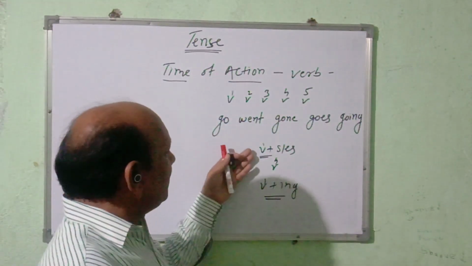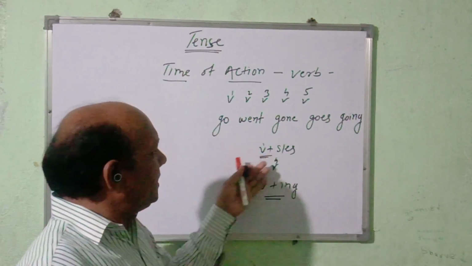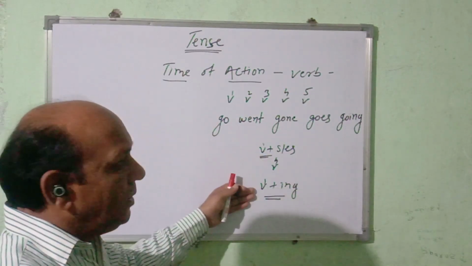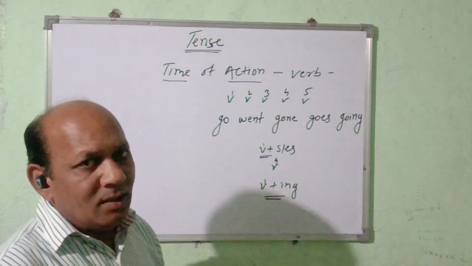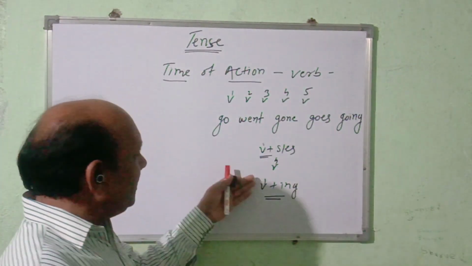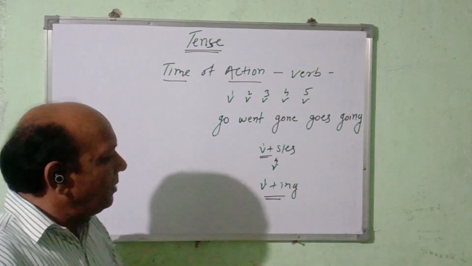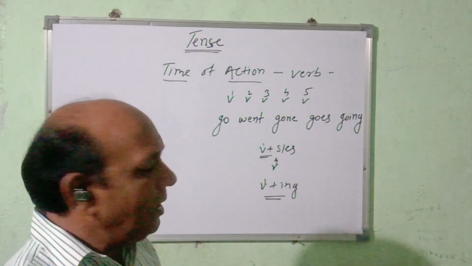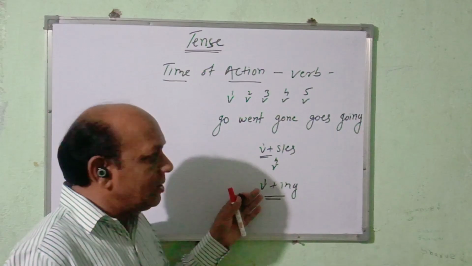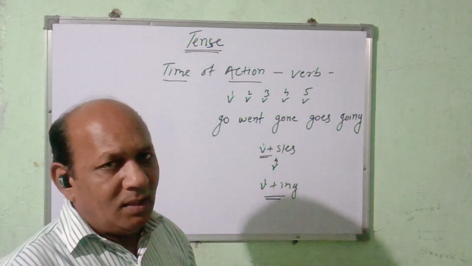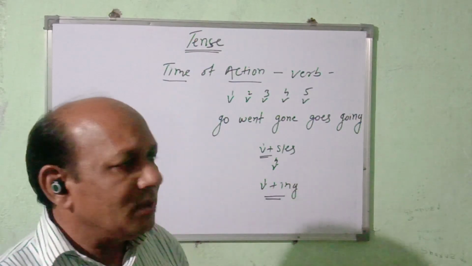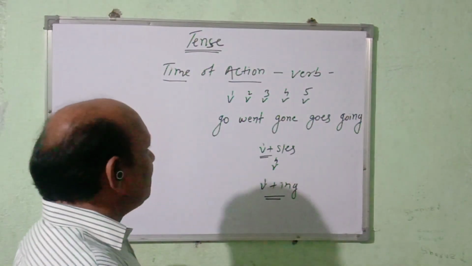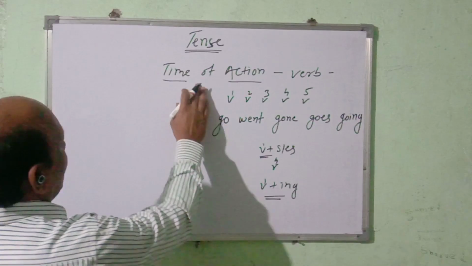What is the special structure of V4 and V5? V4 is V1 plus S or ES with the singular subject. And V5 is V1 plus ing. V1 plus ing we always use in continuous tense, and we use it in present affirmative sentences. Okay, getting repeated.